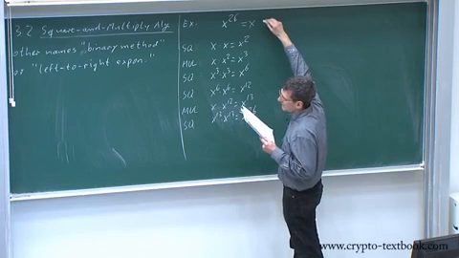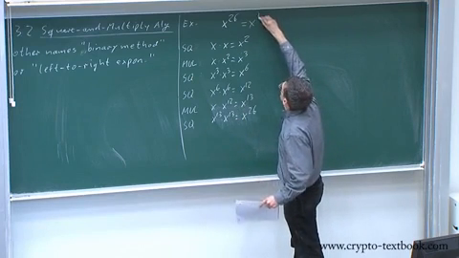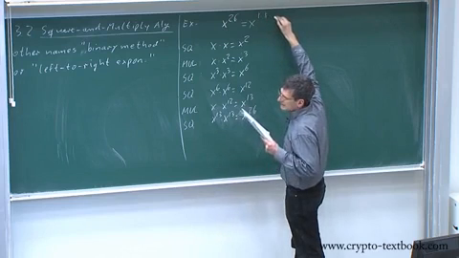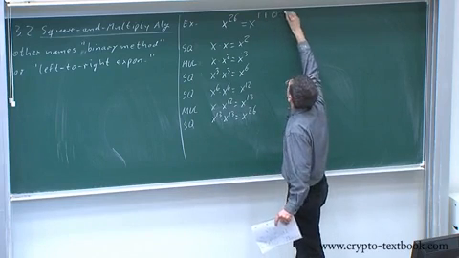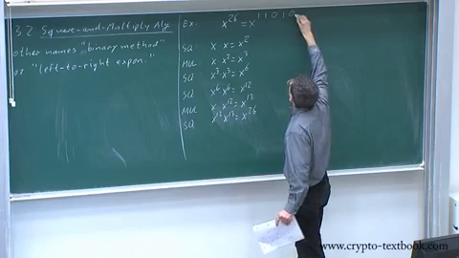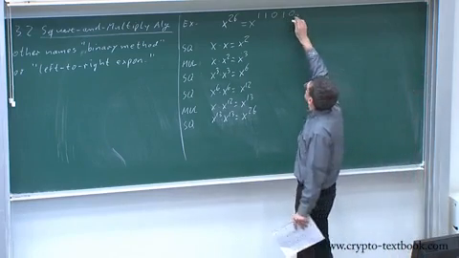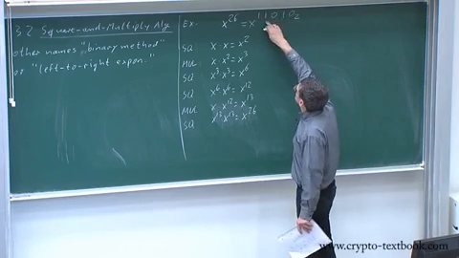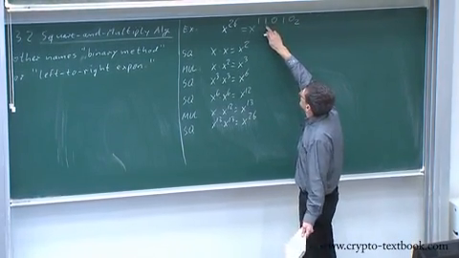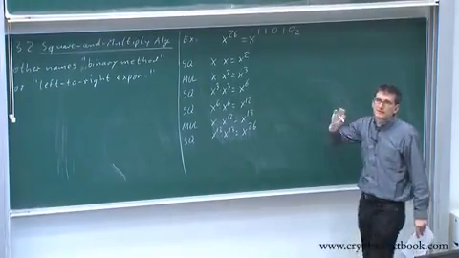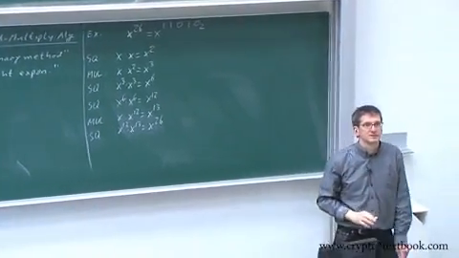This is 1, 1, 0, 1, 0 in binary, right? You believe me? This is 1, 2, 4, 8, 16, right? 16 plus 8 is 24, plus 2 is 26, right? This is a binary representation, okay?